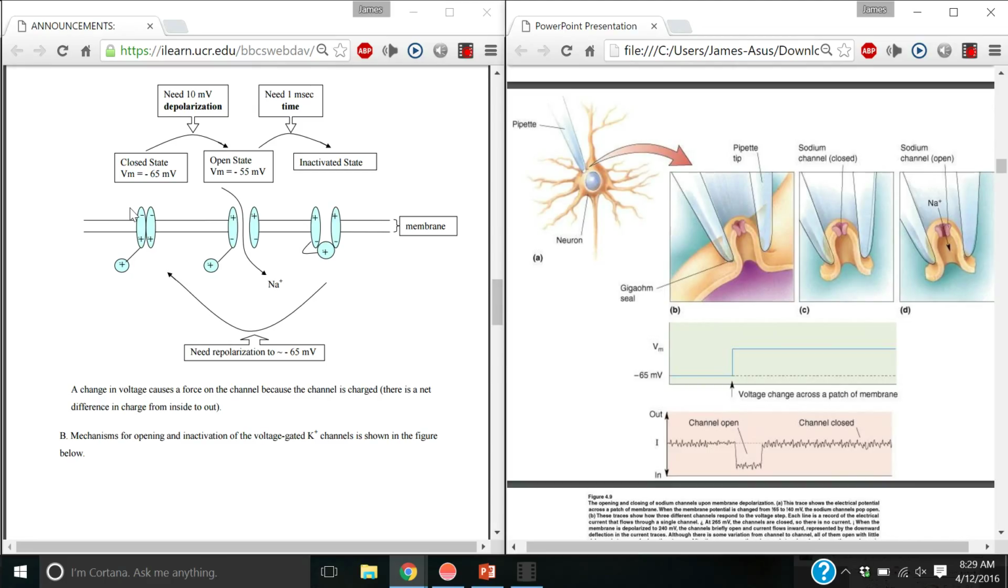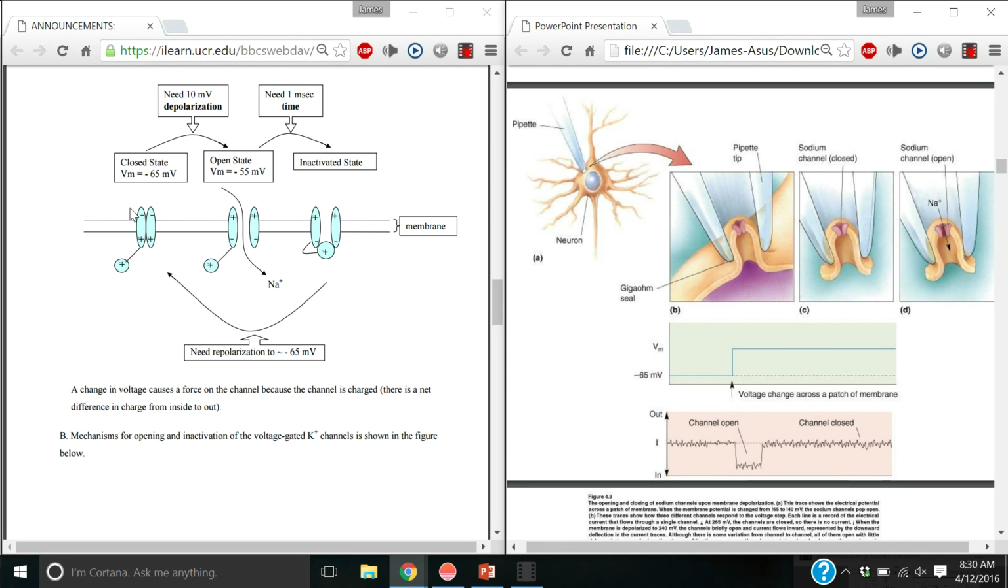So that's the answer. And so then the question is, if we've ended up in this inactivation state, how does the channel get from the inactivated state to the closed state? And the answer to that, that's actually an important question. That's non-trivial. The answer is that the membrane potential needs to repolarize to a value that is more negative than rest, to minus 65.